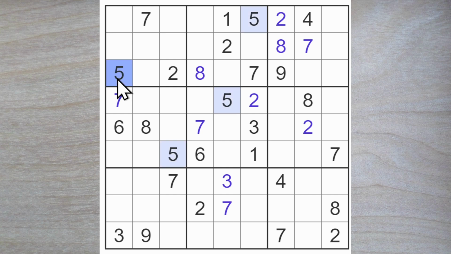See this 5? This 5 blocks here. This 5 blocks here. So a 5 must go here. We now have this 5 blocking down and these 5s blocking over. So a 5 also has got to go here.